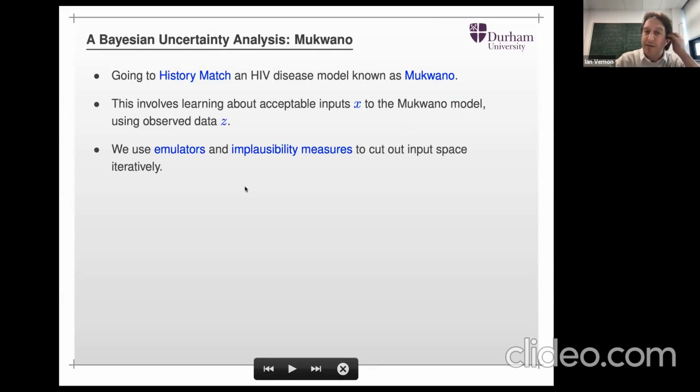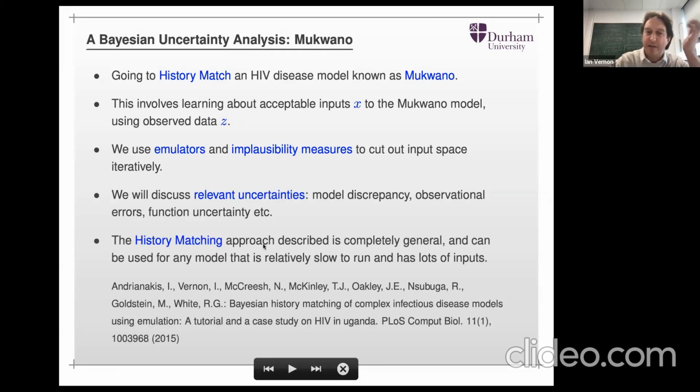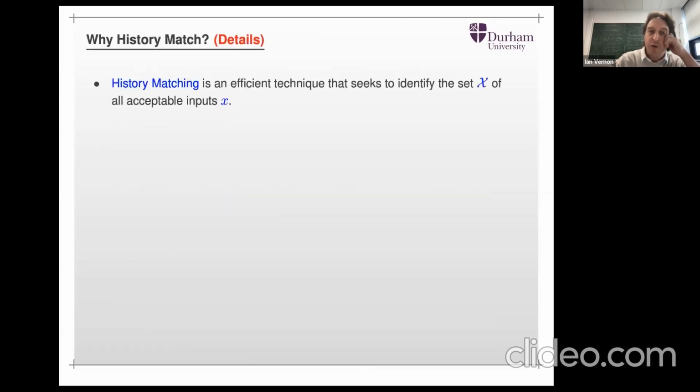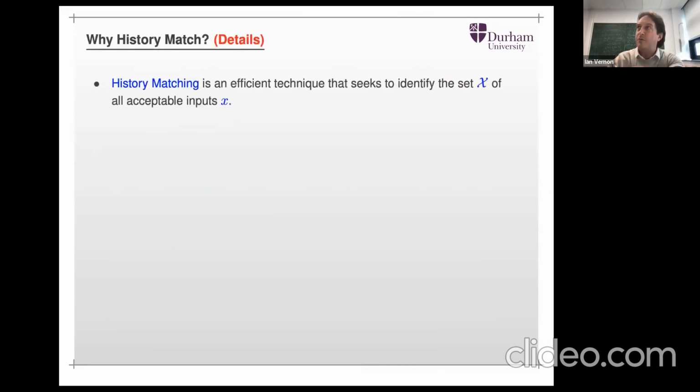We're going to use emulators and implausibility measures to cut our input space iteratively. And we will discuss relevant uncertainties, model discrepancy, observed errors, function uncertainty, et cetera, which feed into this. Now, it's totally described in this paper here if you're interested. There's more papers to come soon. So this is our first approach when we went into epidemiology with Richard White and Nicky McCreesh. And we did this, and I'll show you how it went. And then we refined things and built HMER. So that will come towards the end of the talk.